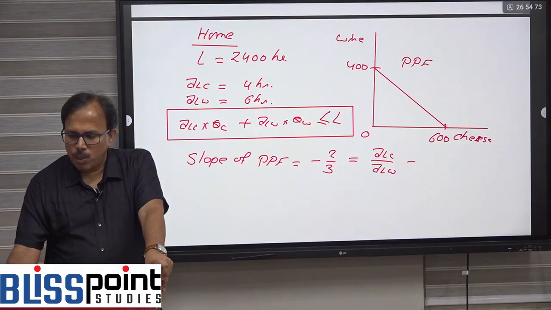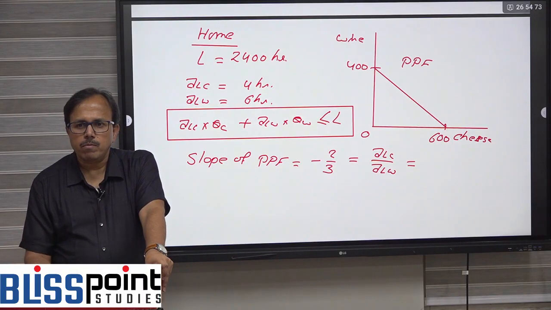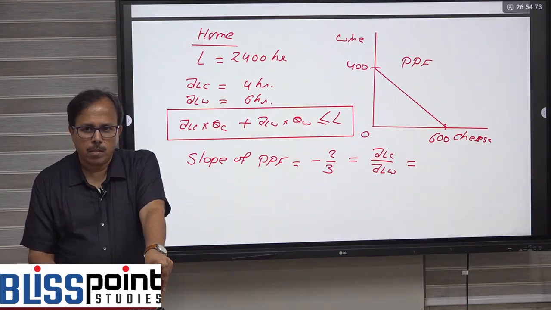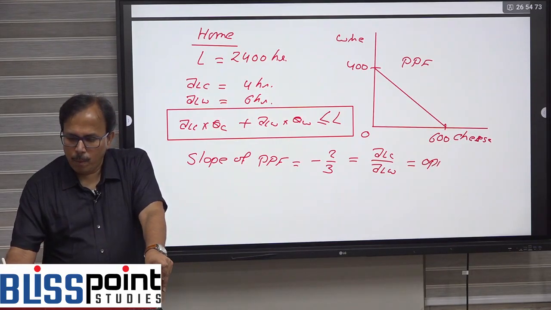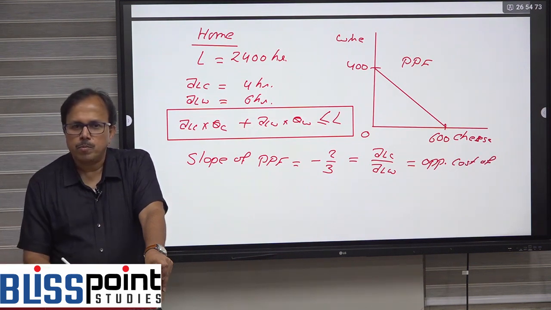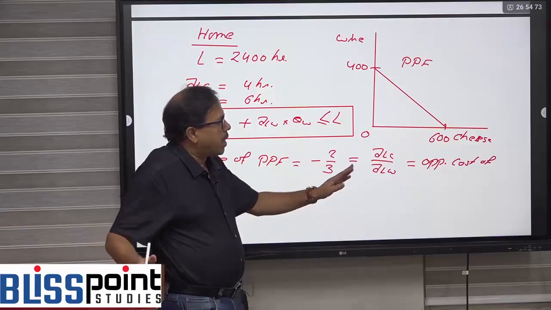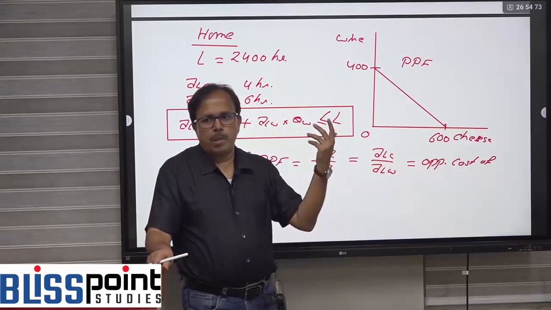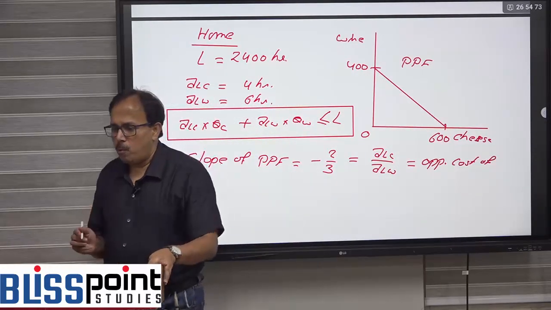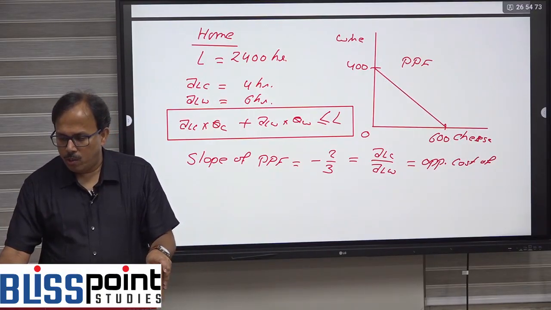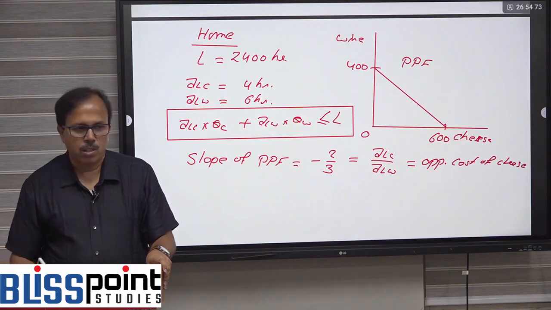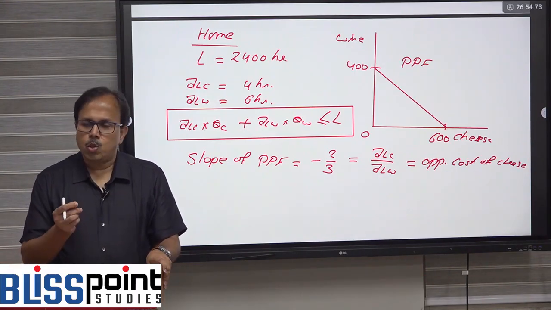And what does this number actually measure? What does the slope of PPF measure? What is ALC by ALW? This ALC by ALW is nothing but the opportunity cost of what? Opportunity cost of that commodity which is written on the x axis. Whichever commodity you write there, it is always the opportunity cost of that commodity which is written on the x axis. So it is the opportunity cost of cheese. So the opportunity cost of cheese is 2/3.